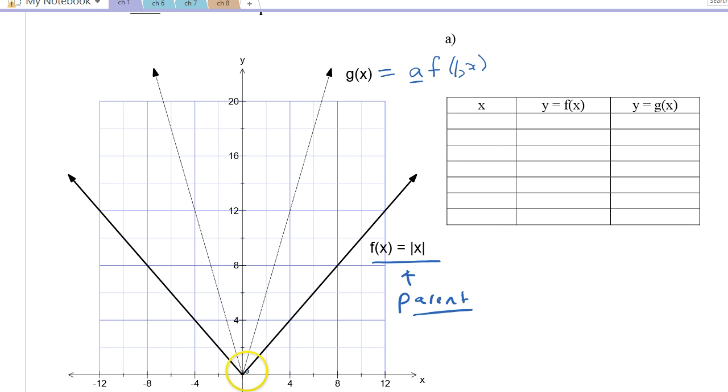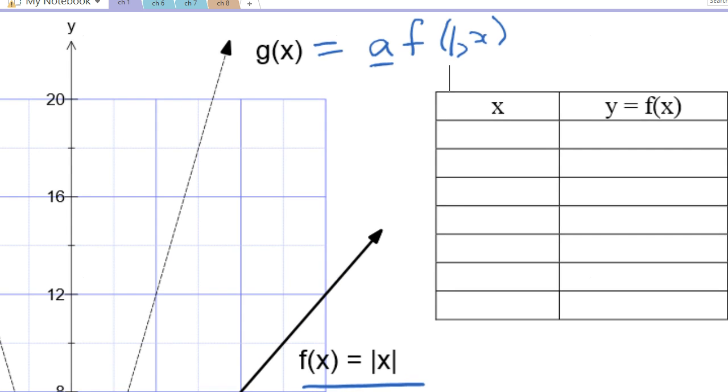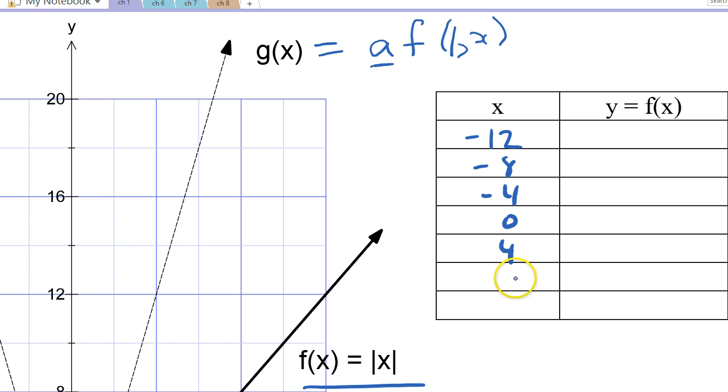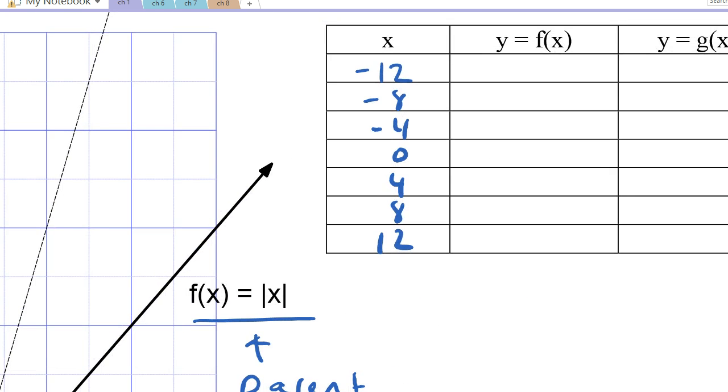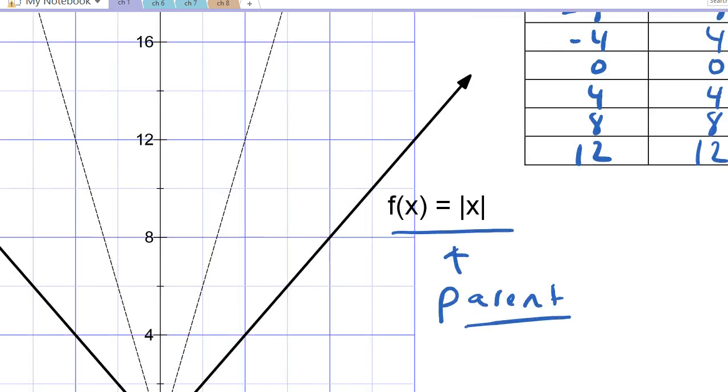So looking at all my x values of my parent function, so this is the f of x, negative 12, negative 8. Here I'll give myself a little bit of space, negative 12, negative 8, and I think it's going by 4s, negative 4, 0, 4, 8, 12. And what happens is these vertical lines mean absolute value. So if there's a negative value, it makes it positive. So here I get 12, 8, 4, 0, 4, 8, and then 12 again. Okay, so that's the first part.